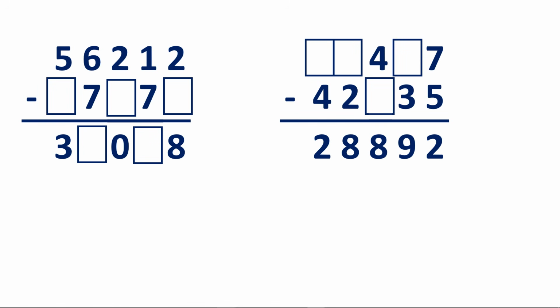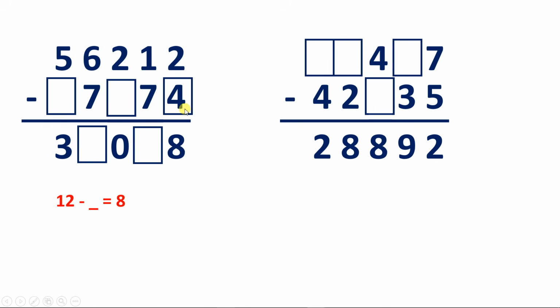Here we have some subtraction problems with missing digits. With missing digit subtraction, as with subtraction generally, we work from right to left. So here we have 2 minus something equals 8. But you can't subtract from 2 to get 8. So we know that they must have exchanged to make 12 minus something equals 8.